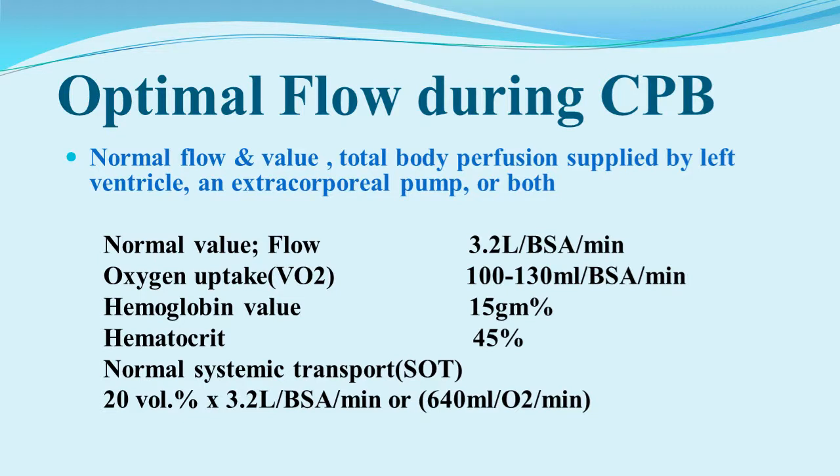Optimal flow rate during cardiopulmonary bypass: the normal flow and value of the total body perfusion supplied by the left ventricle and extracorporeal pump or both. Normal value of flow is 3.2 liters per BSA per minute. Oxygen uptake VO2 100 to 130 per BSA per minute. Hemoglobin value 15 gram percent. Hematocrit 45%. Normal systemic oxygen transportation 20 volume percent, 3.2 L/BSA per minute.